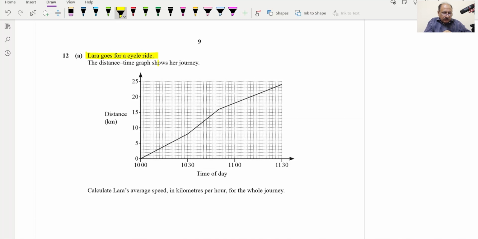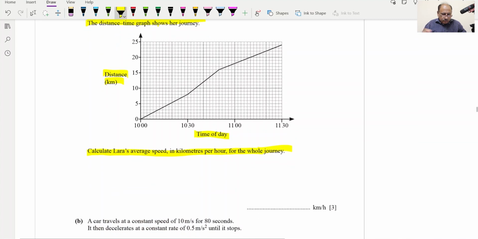The distance time graph shows her journey. The y-axis is distance, the x-axis is time. Calculate Lara's average speed in kilometers per hour for the whole journey. So we will be checking this. We know that speed is equal to distance over time. So if I write it properly, this will be equal to what distance is.